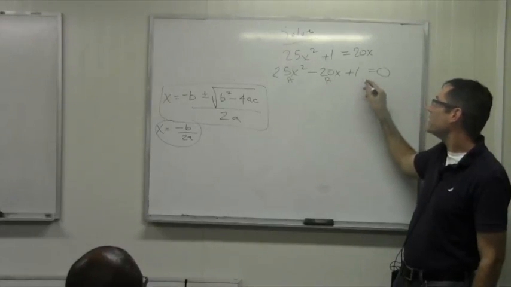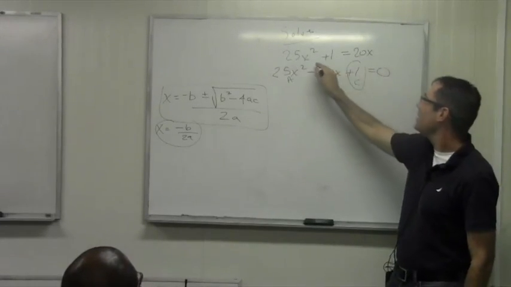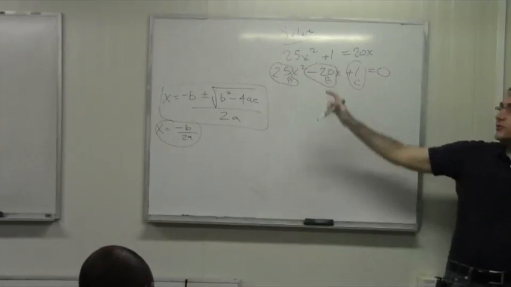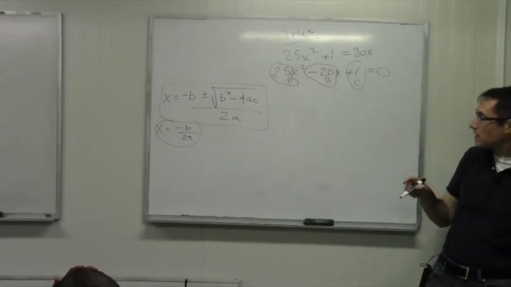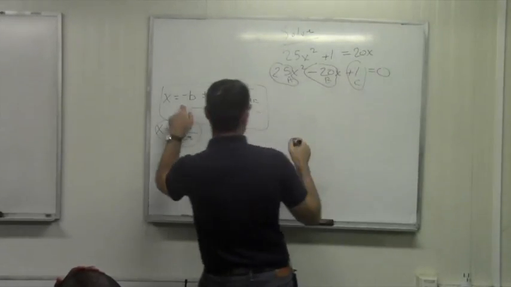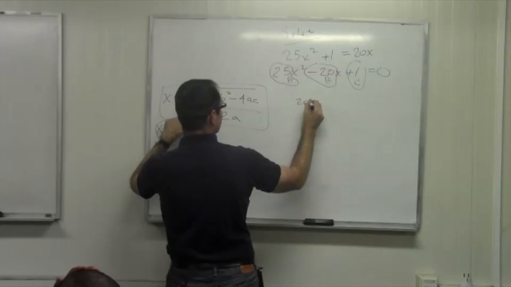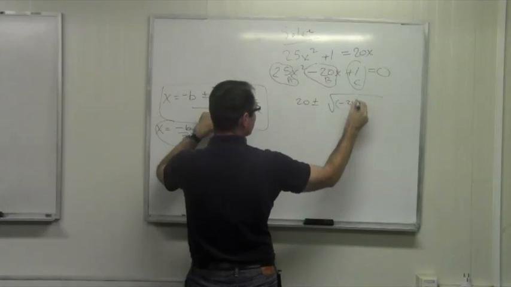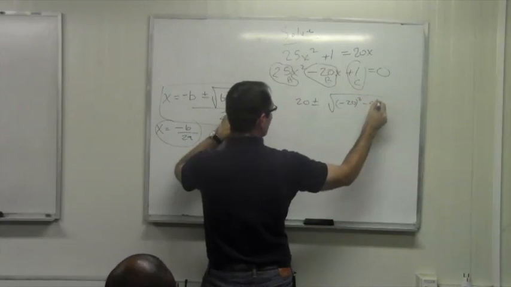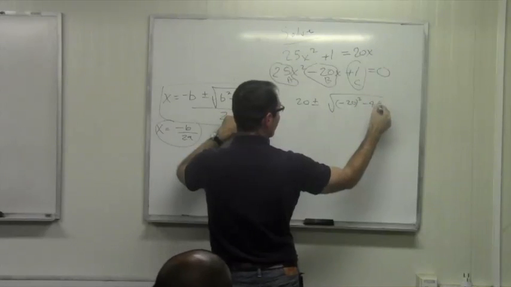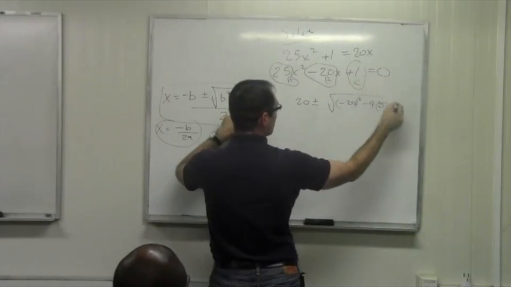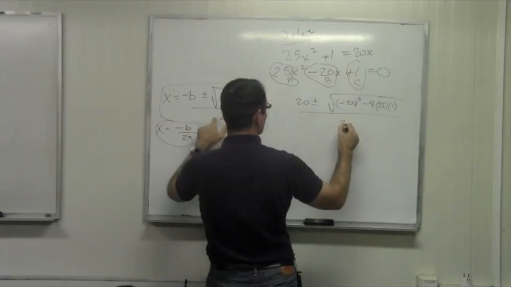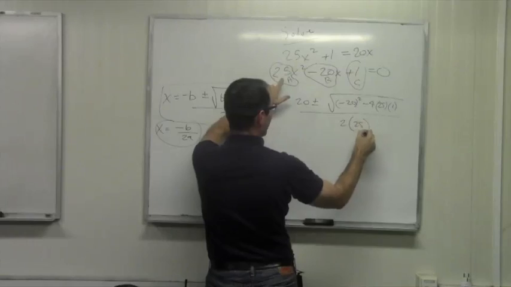A, B, C. And by the way, that's plus 1, negative 20, and 25. And don't forget to do the negatives if they're in there. Okay? And this one would be negative b. So it would be 20 plus or minus the square root of b squared, negative 20 squared, minus 4 times a, which is 25, times c, which is 1, all divided by 2 times 25.